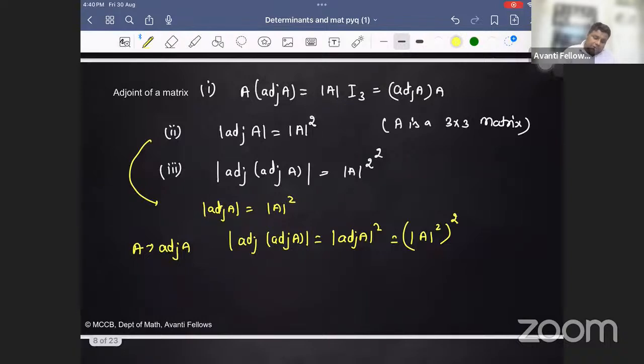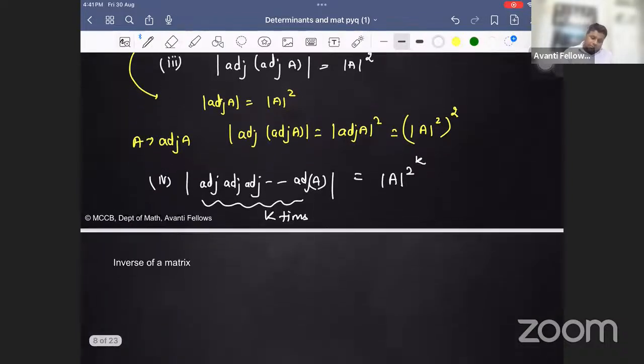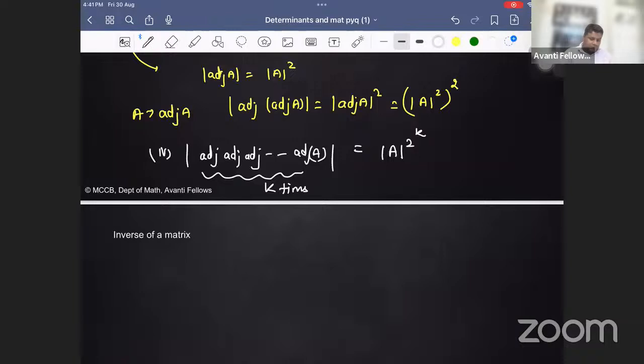And now from this property only, you can generalize that determinant of adjoint of adjoint of adjoint of A, say adjoint is repeating k times, is equal to determinant of A raised to the power 2 raised to the power k. Determinant of A raised to the power 2 raised to the power k, it is. Now, got it? Another property.